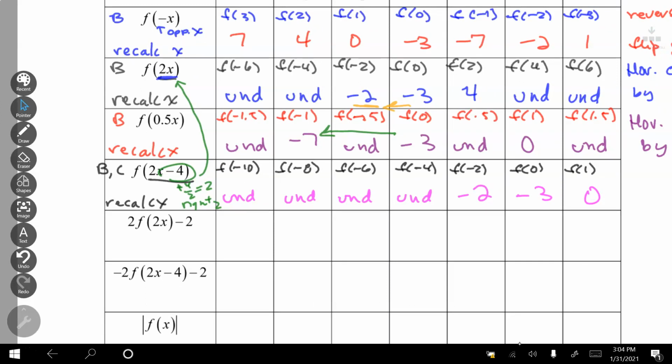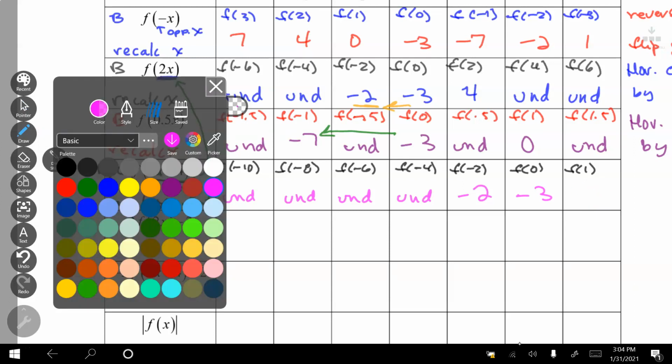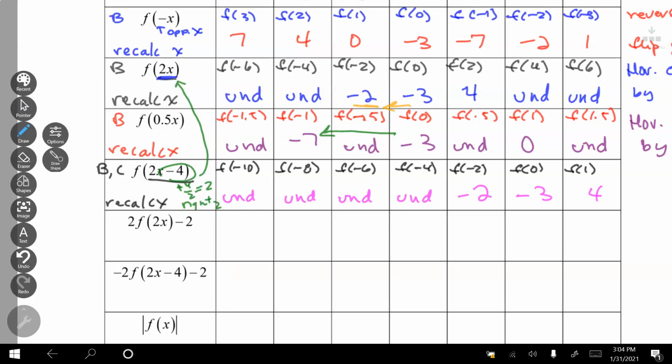Can I erase? No, I can't erase. I got to grab that. Go back to pink. If you notice, in this row, negative 2 is here, and now it's been moved right 2 squares.